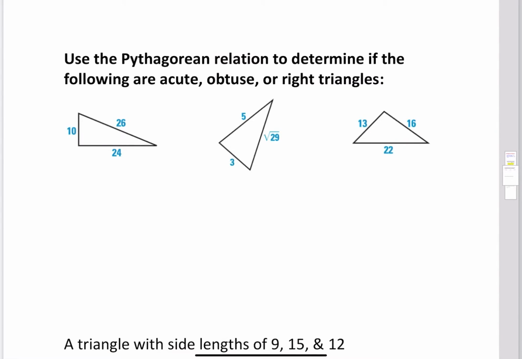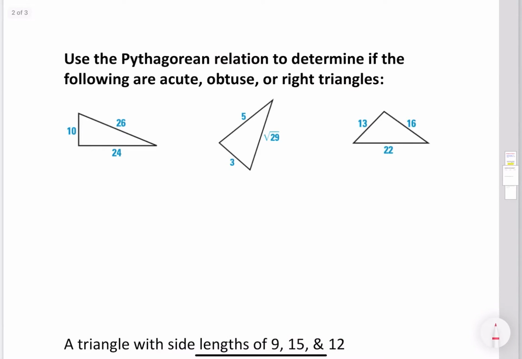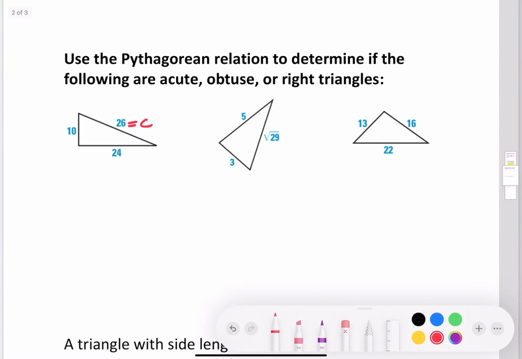So here we've got three triangles, and we're going to take a look at these one at a time. The most important thing we need to do here is to identify our c value. That's always going to be the longest side. In this first one on the left, we have a triangle with the measurements of 10, 24, and 26. Our c value is always going to be that longest side, which is 26 in this particular case, which means a and b are the other two sides.